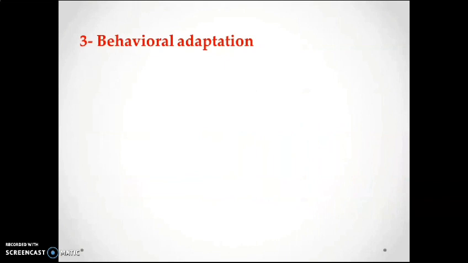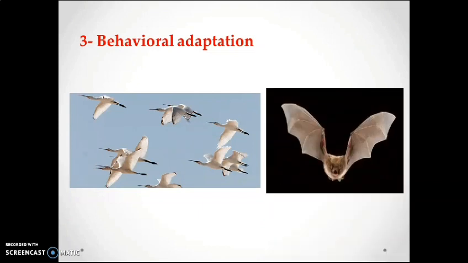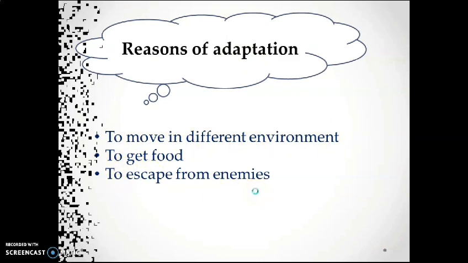The third type is behavioral adaptation, a modification in behavior, like the bird's migration, and the activity of birds during the daylight and bats at night. The reasons of adaptation: to move in different environments, to get food, and to escape from enemies.